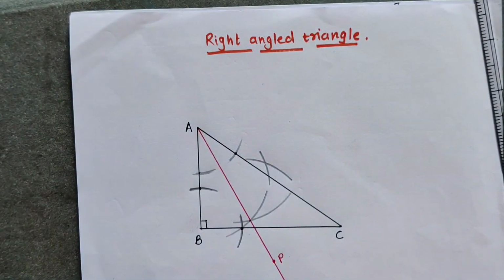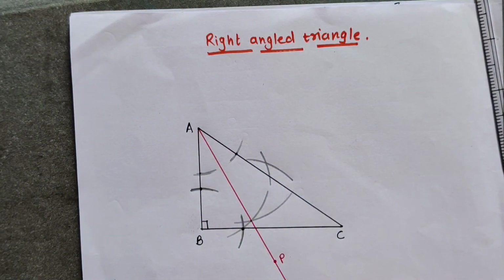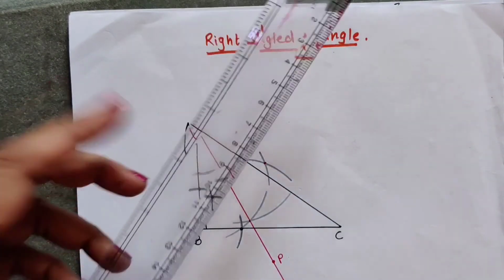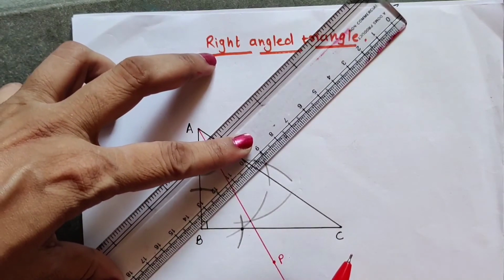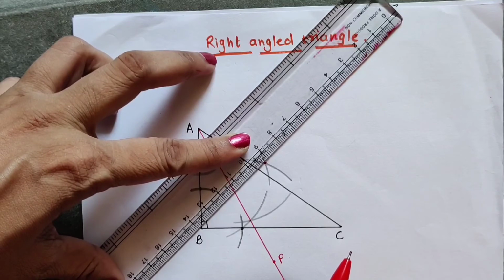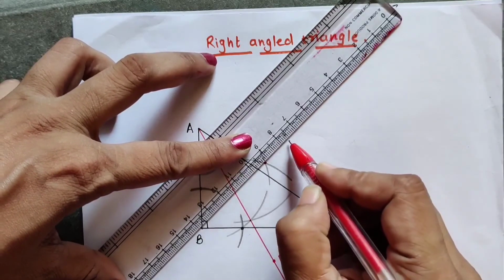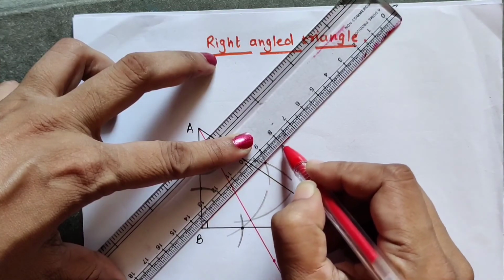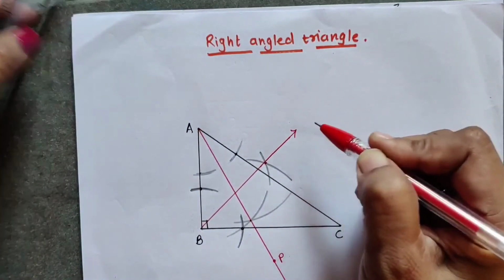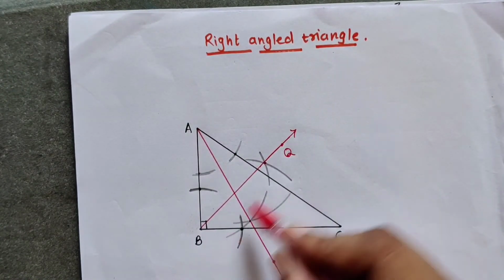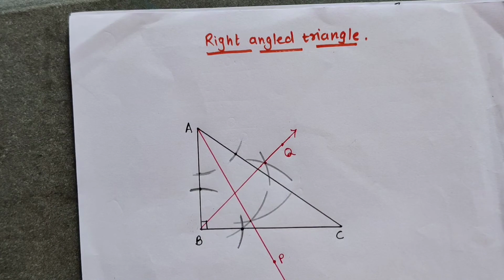Okay, in this way we have got one point of intersection of these 2 arcs, and this point of intersection I am going to join with the vertex B. See that it should be precise. So as you all can see, I have joined it and we have got this BQ as the bisector of angle B. Now we have to get the bisector of angle C.